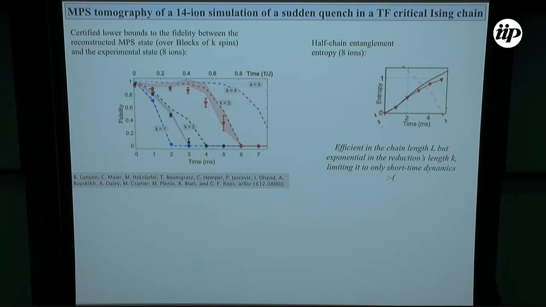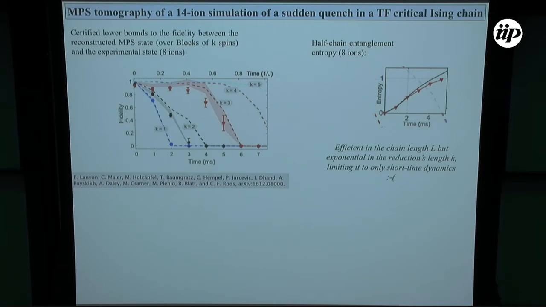The other example that I wanted to show is an experiment from last year, from the Innsbruck group in Austria, and here they run something different. Now they have a 14 ion simulation of a sudden quench. Rainer Blatt is the leader, but Christian Roos is the one running all the quantum simulation experiments.